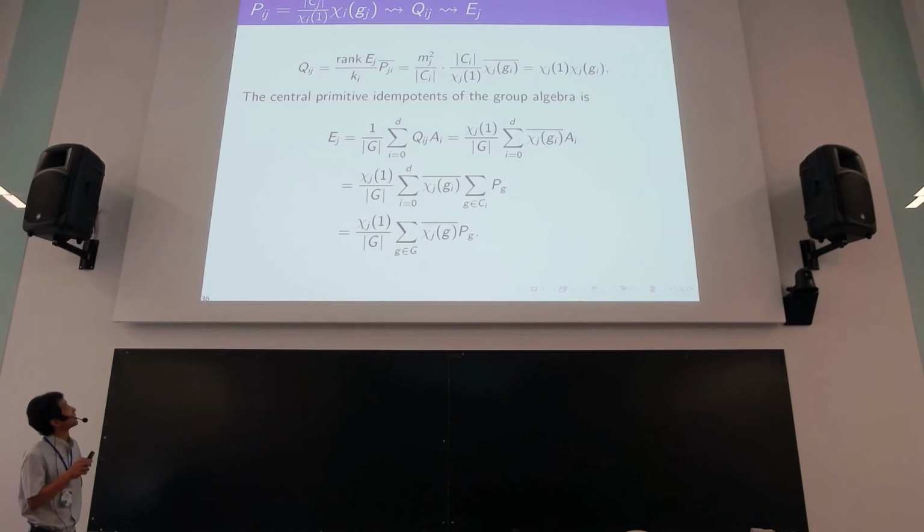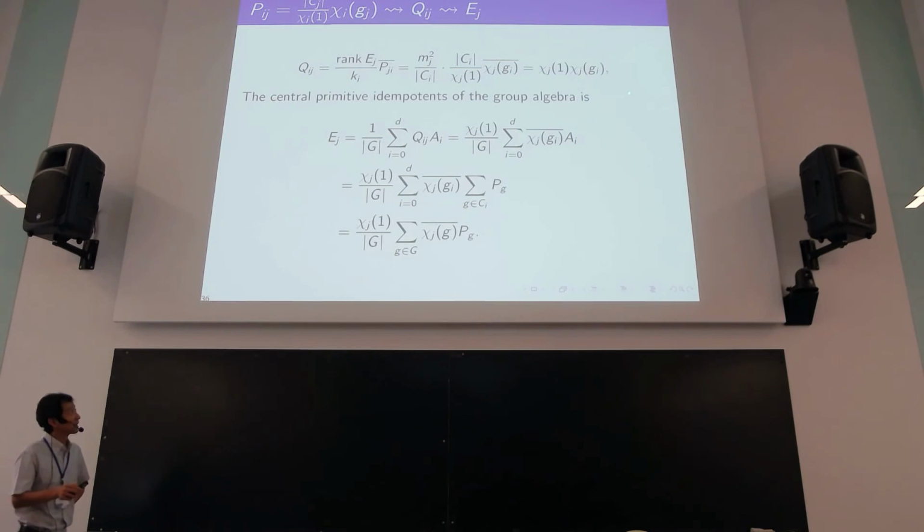These coefficients are precisely these Qij. But we have established the formula for Qij, so we can just substitute that formula. Sorry, I need the bar here. So we can explicitly write the primitive idempotents in terms of the adjacency matrix. And that's what we have.